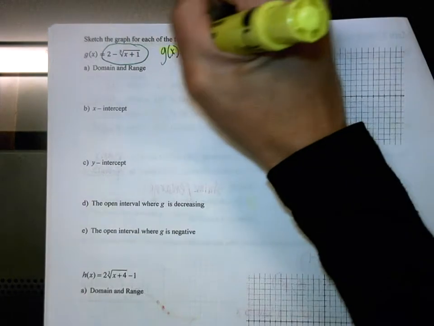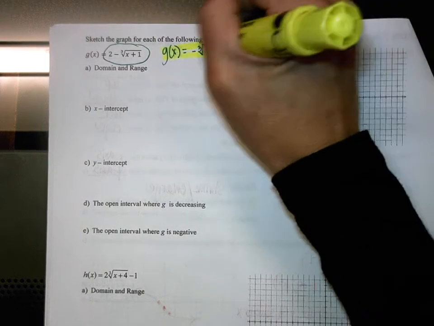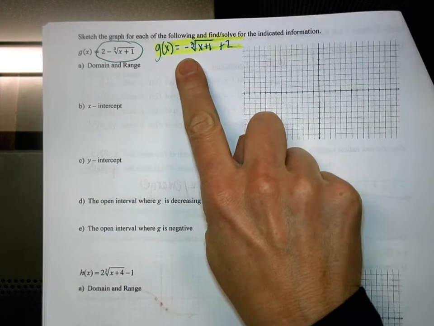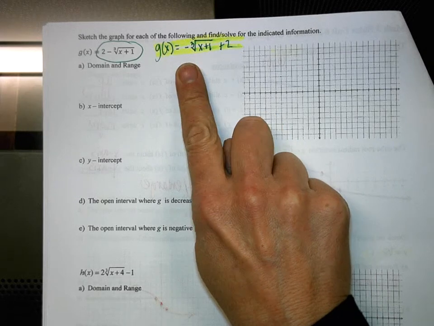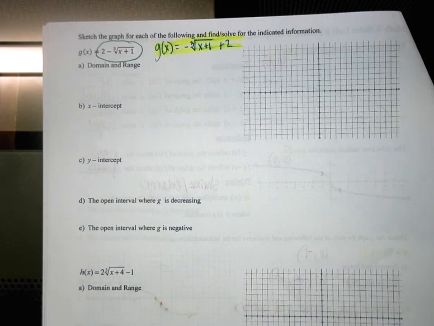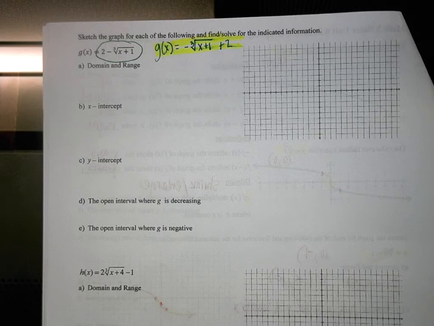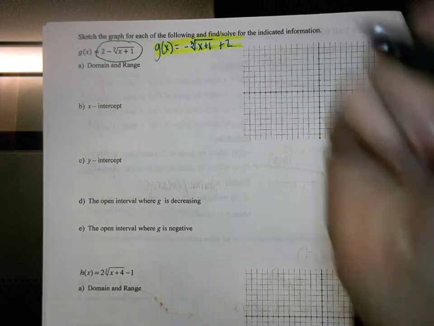So based on this information, I know a couple things. First of all, I know that there's going to be a reflection because of that negative in front. Okay? So we're just going to have to see what happens with that.